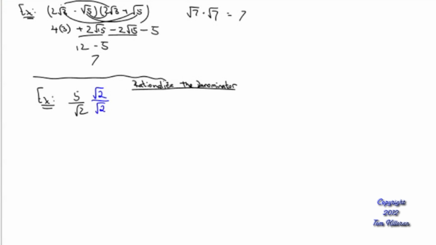Because square root of 2 over square root of 2 is equal to 1, and 1 times 5 over square root of 2 is the same thing, 5 over square root of 2. So I'm not changing the value of this fraction, I'm just changing the way it looks. So if I simplify this, it becomes 5 square roots of 2 over 2. Yay! Isn't this easy?